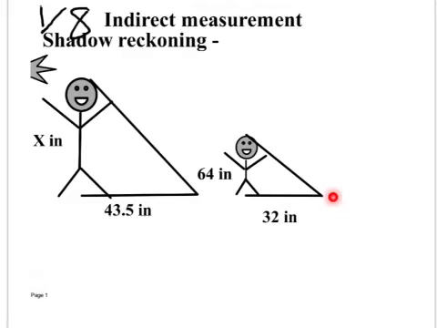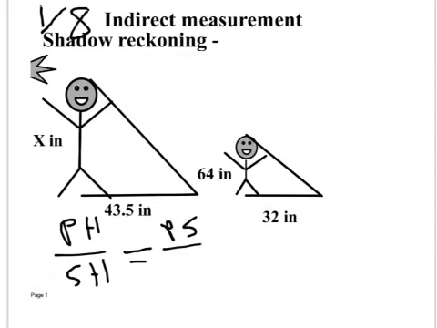So I'm going to do the person's height versus the statue's height. I'm going to make that equal to the person's shadow versus the statue's shadow, because they're going to be proportional to each other.